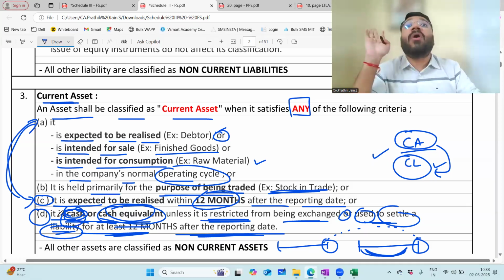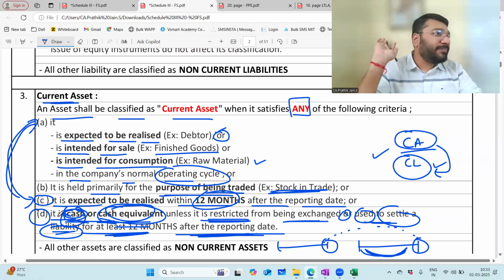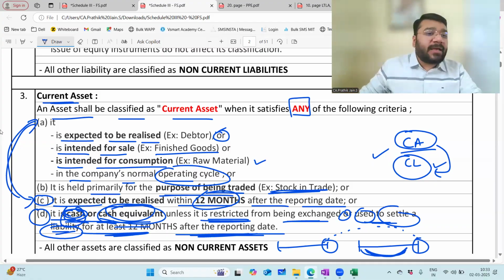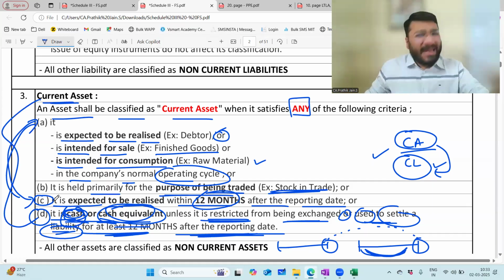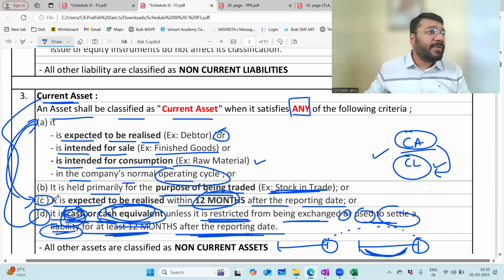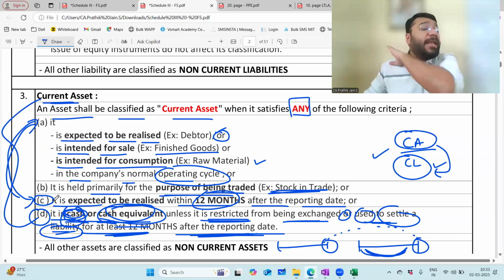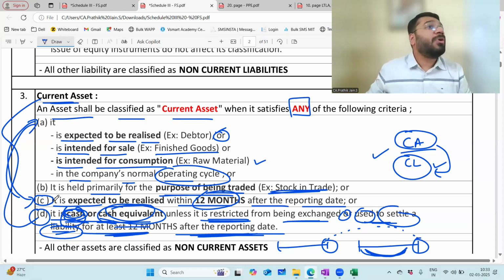In that case, I will not call that part alone as current asset. Correct? Now, all the assets, if it's satisfying these conditions or any one of these conditions, it is current asset. If any asset which is not satisfying any of these conditions, it becomes my non-current asset.